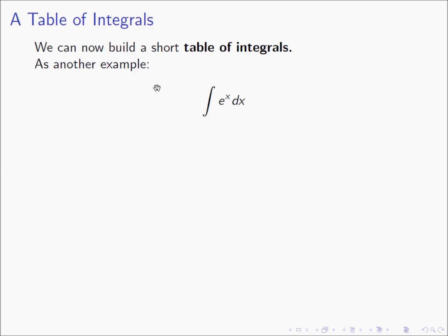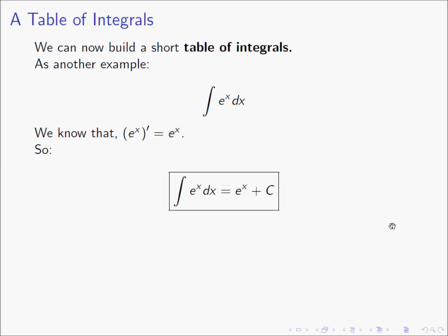As an example of a formula that is in this table, let's check one of them. One of the formulas is the integral of e to the x dx. We know that if you take the function that equals e to the x, its derivative is e to the x again. So a primitive of this function is the same function. So this integral equals e to the x plus c.